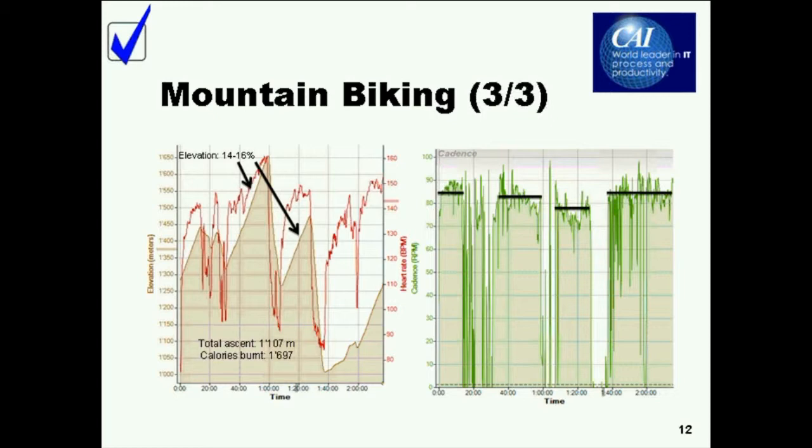The elevation in this tour ranges from approximately 1,000 meters to 1,650 meters, with a total elevation of 1,100 meters, or 3,300 feet. At certain slopes, elevation is between 14 and 16%. Heart frequency ranges from 70 beats per minute to 160 beats per minute, going up when climbing.